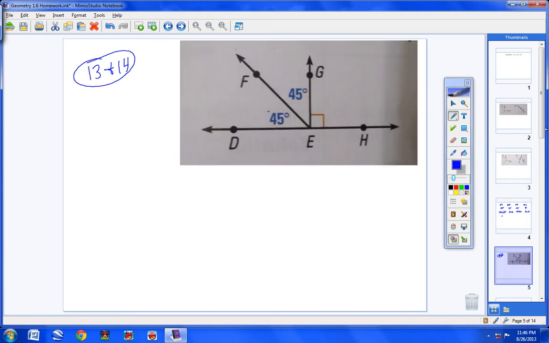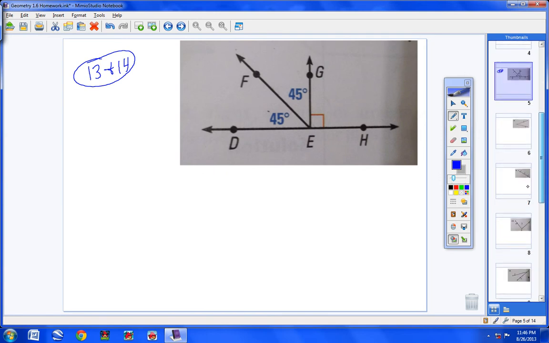Let's take a look now at numbers 13 and 14. Your book should be open again. Let's take a look at the directions. Use the diagram at the right, or in other words, use this diagram right here that I'm circling right now. Use that diagram to answer the questions. Explain your answer.